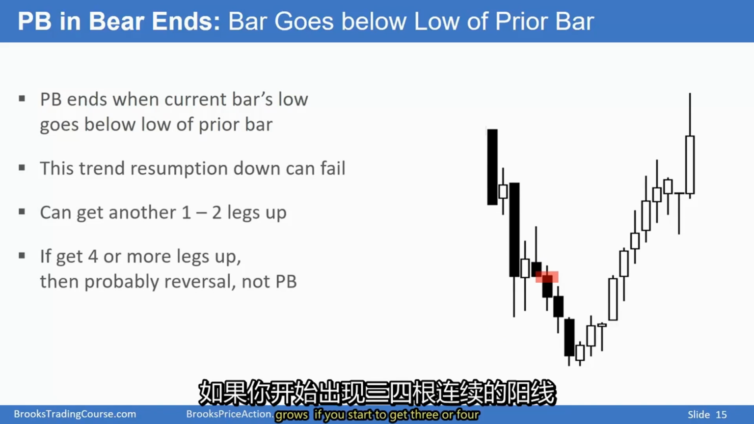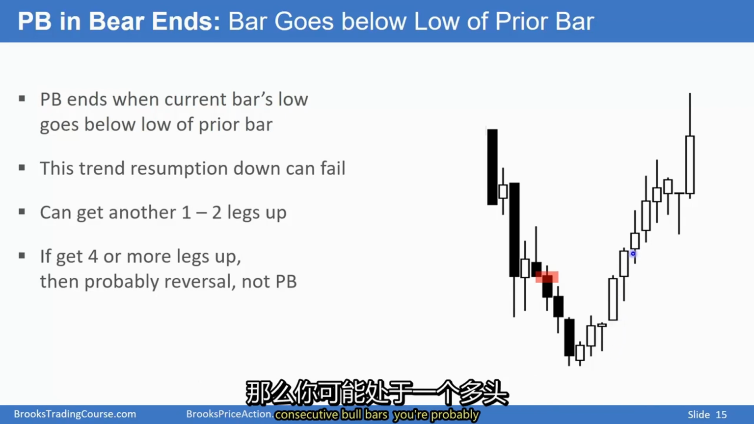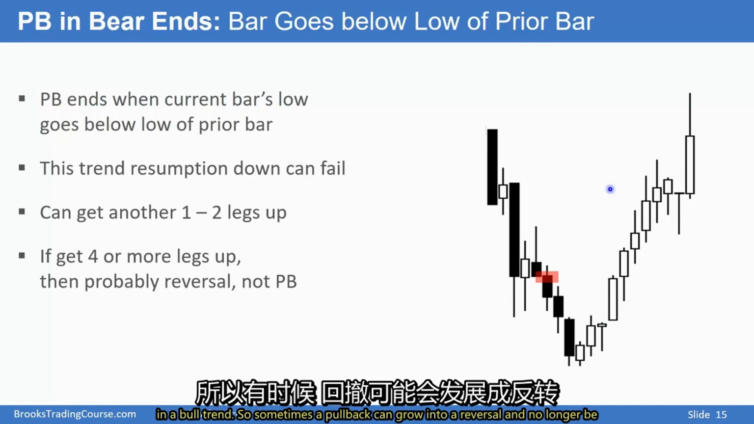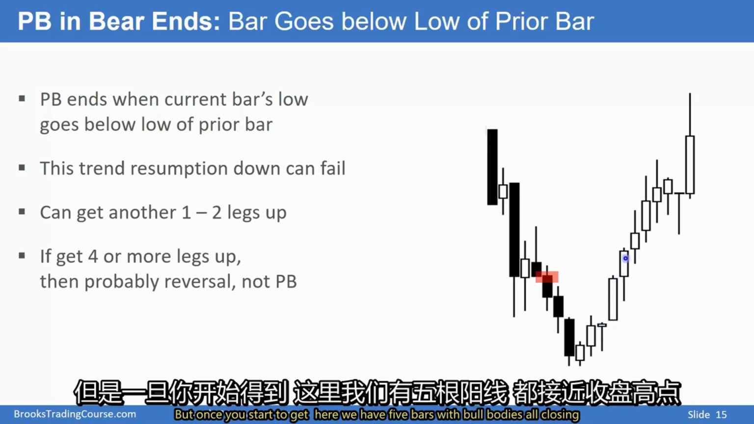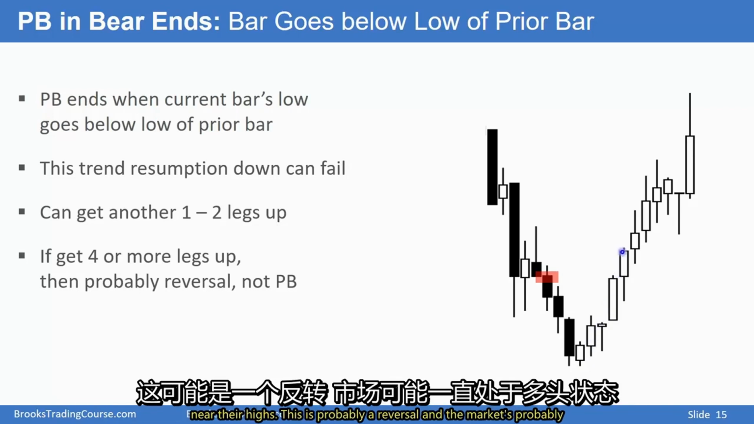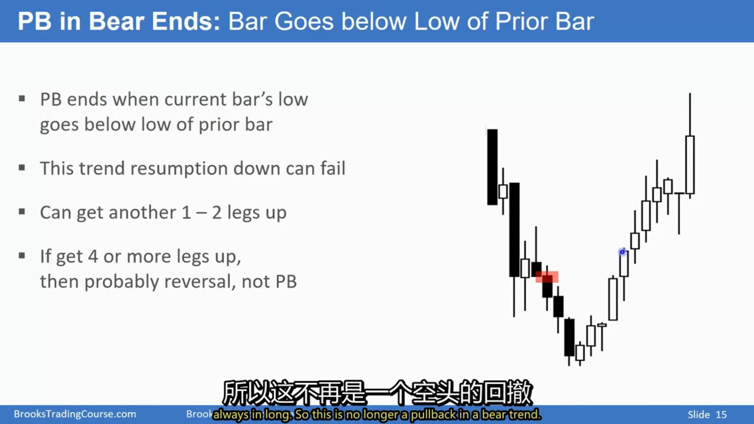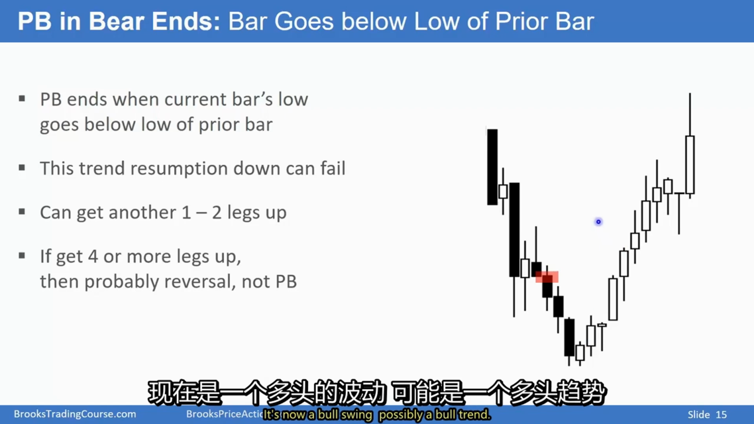Now, if the pullback grows, if you start to get 3 or 4 consecutive bull bars, you're probably in a bull trend. If you get 2 or 3 or 4 legs up, you're probably in a bull trend. So sometimes the pullback can grow into a reversal and no longer be a pullback. Here, we got a pullback above this bar, and then we got another pullback here. But once you start to get, here we have 5 bars with bull bodies all closing near their highs. This is probably a reversal, and the market's probably always in long. So this is no longer a pullback in a bear trend. It's now a bull swing, possibly a bull trend.